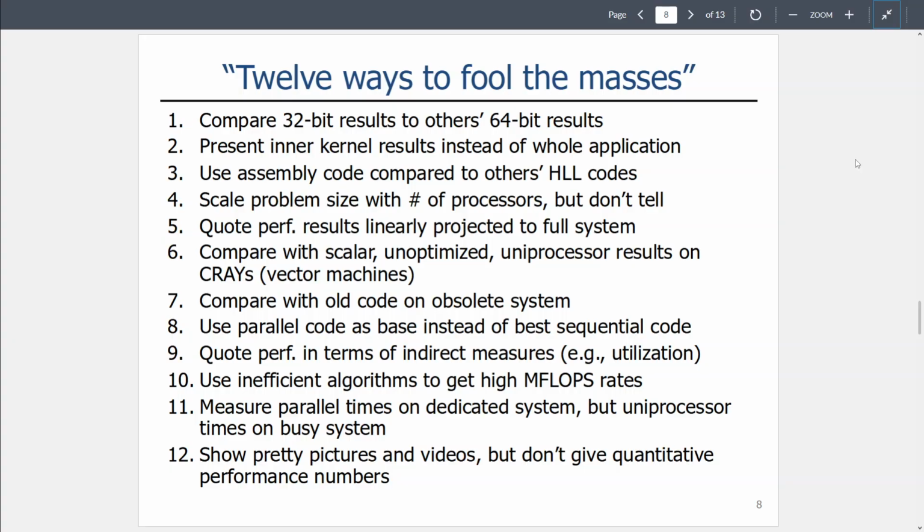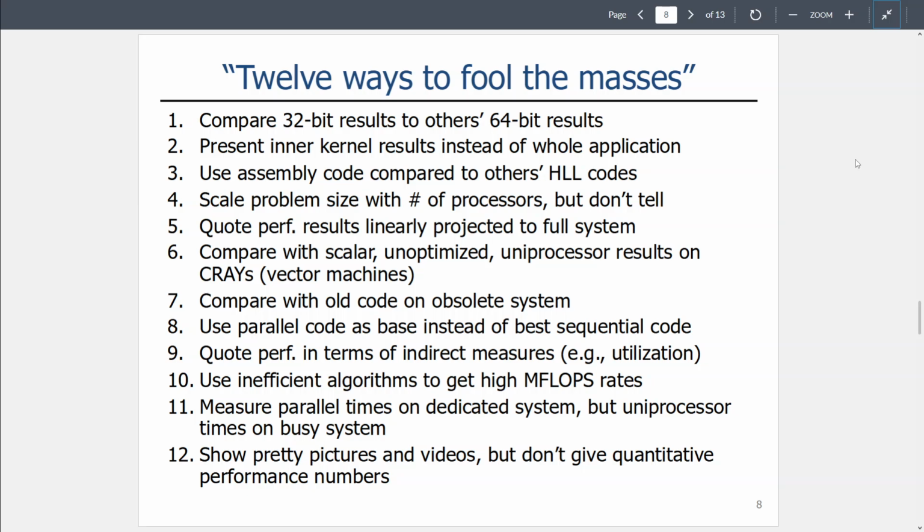Comparing scalar, oh yeah, there's a mention of Cray computers, just to kind of date this list even more. I don't think they make those anymore. Comparing old code on an obsolete system. Quoting performance in terms of indirect measures. We use speedup for a reason, although there are multiple forms of speedup, as we're about to see. Using inefficient algorithms to get high flop rates. So cramming extra floating point instructions in there to make it seem like it's cranking out more floating point instructions than it actually needs to, inflating your numbers that way.